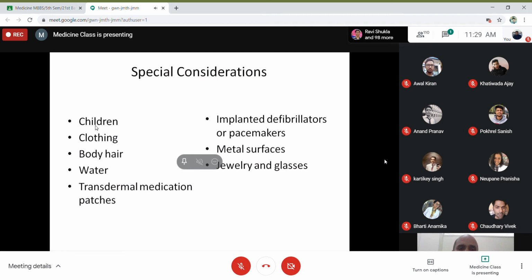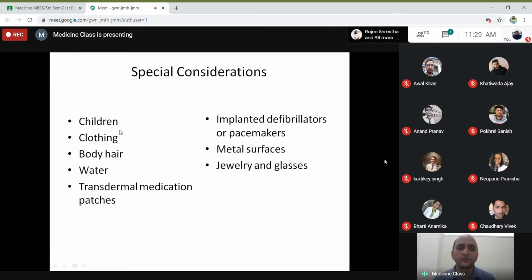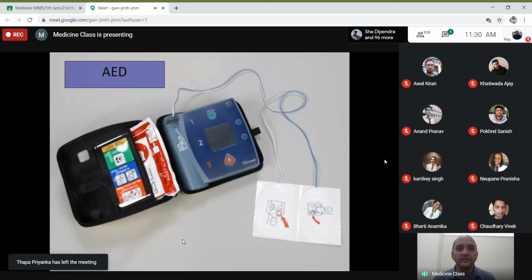Okay, cloth. You should remove all the cloth. You should expose the body here. And you should make the patient dry. Yes, and you should remove the transdermal medication or the patches, or sometimes the patient may have a pacemaker and other things, so you cannot go for these things here. Implanted defibrillator or the pacemakers, you should be aware of, and remove metal surfaces and the jewelry and the glasses. So everything to be removed here. Okay. So this is the AED, the automatic external defibrillator here.